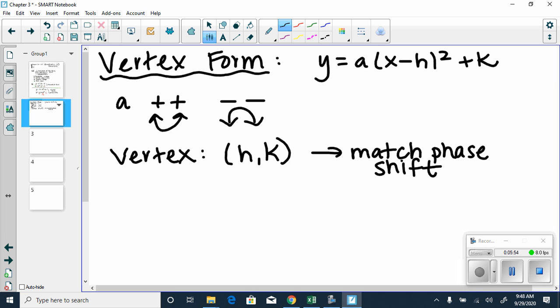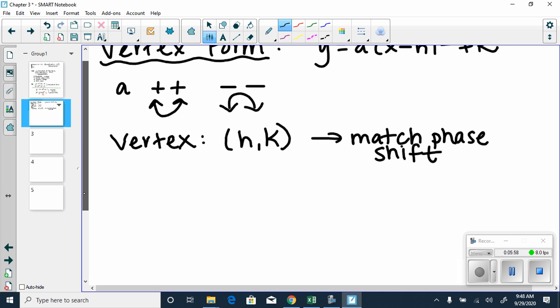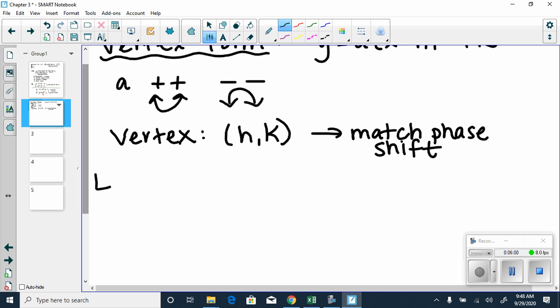Okay, and we'll go ahead and talk about that. But as far as that, that's kind of the beauty of that form. Okay, so I have two here. We're going to start with one first. And I wanted to look at this one first.